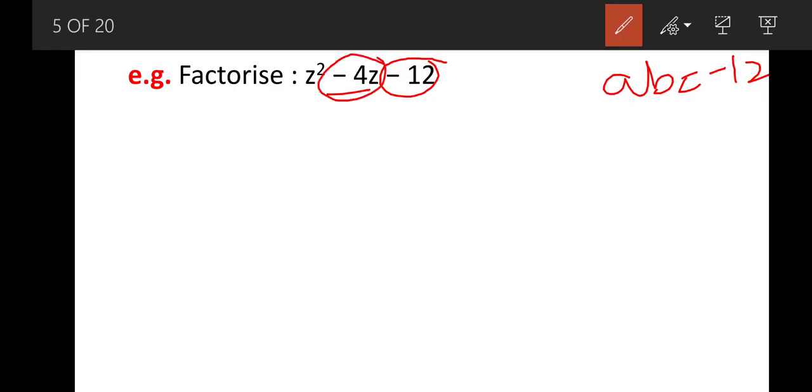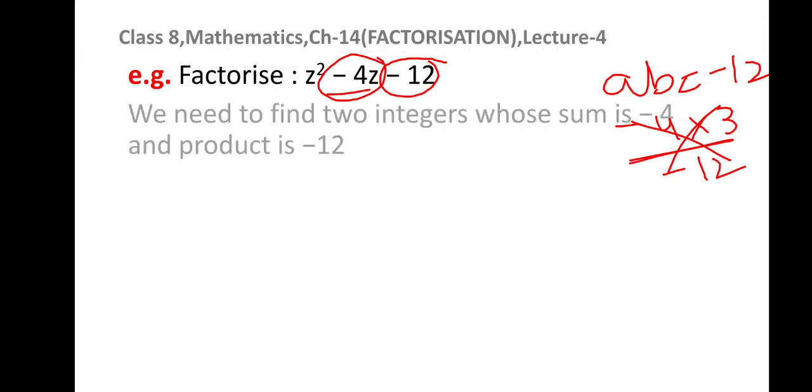So, if we will try a is equal to minus 4 and b is equal to 3, but that will give you a plus b is equal to minus 1 in that case. If I will try minus 4 into 3, you will be getting minus 12, but the sum of these two numbers should be equal to minus 4. So, these two are not the required integers. Let us try a is equal to minus 6 and b is equal to 2. So, let us see. We need to find two integers whose sum is minus 4 and product is minus 12. This I already explained.